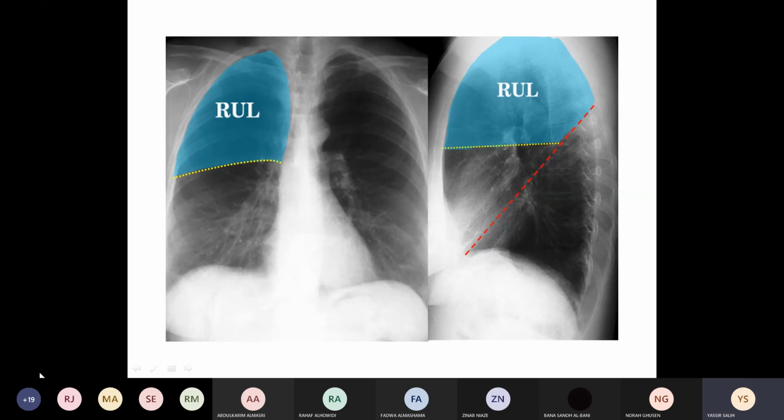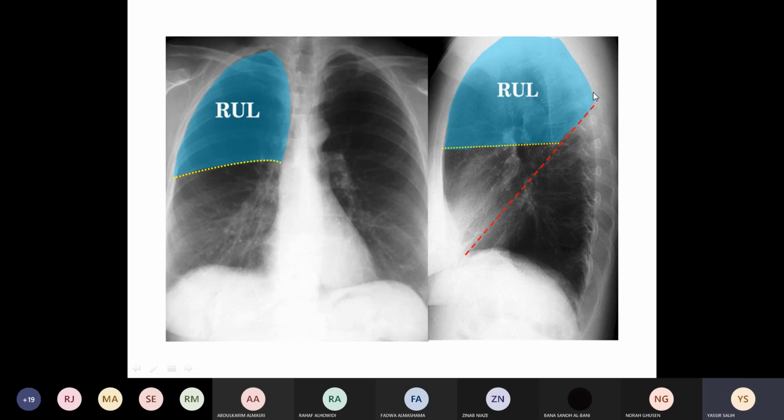Again, we will repeat this. First, this is a frontal chest X-ray, and this is a lateral chest X-ray. From the frontal view you know that if we have a lesion here and want to know which lobe this is, first, this is the right lung, because it is on the right side, not on the left. If there is any lesion in this area, it is a right lung lesion.